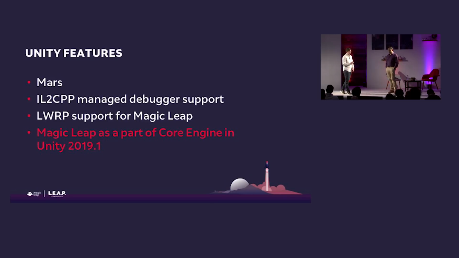And last but not least, I'm really excited to announce today, for the first time, that in the 2019.1 version of the Unity editor, the Magic Leap and Lumin Runtime OS are becoming a target build platform directly in mainline Unity.